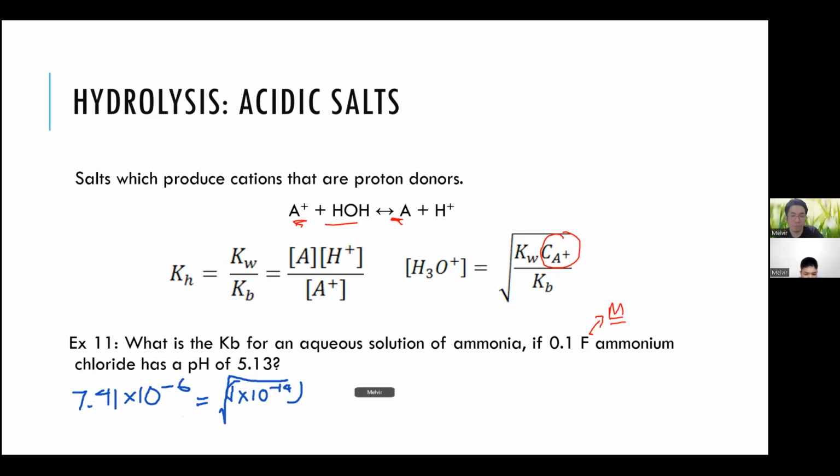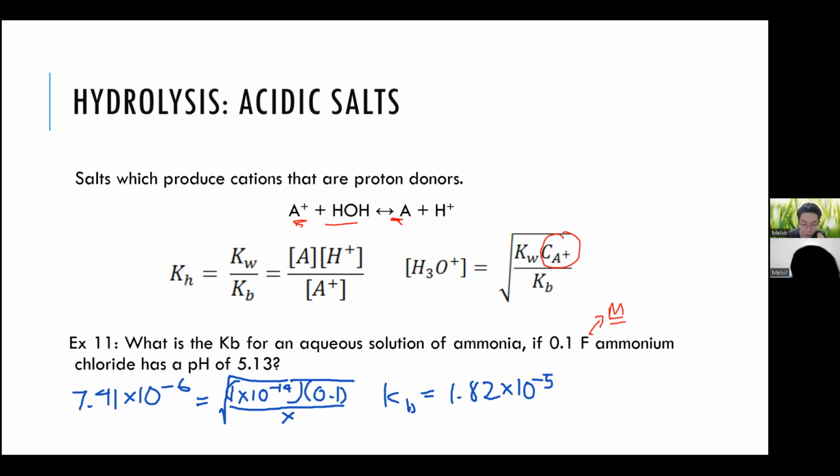Good. Times the concentration of the salt, which is 0.1 also. Solve it. You can use the shift solve. Negative 6. Okay, correct. 1.82 times 10 to the negative 5. Is this close to the declared Kb of ammonia?